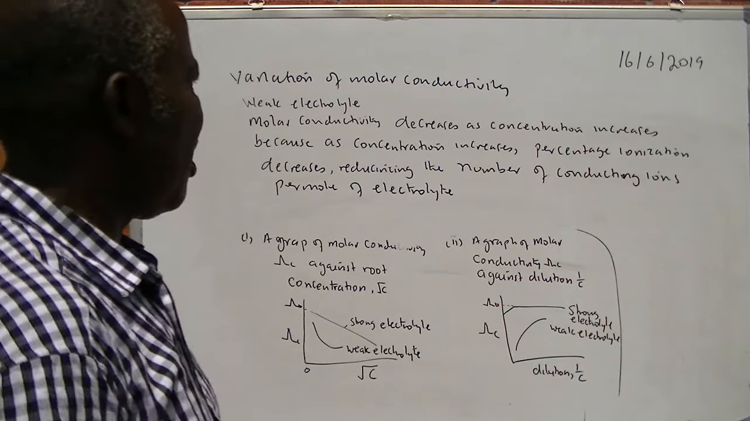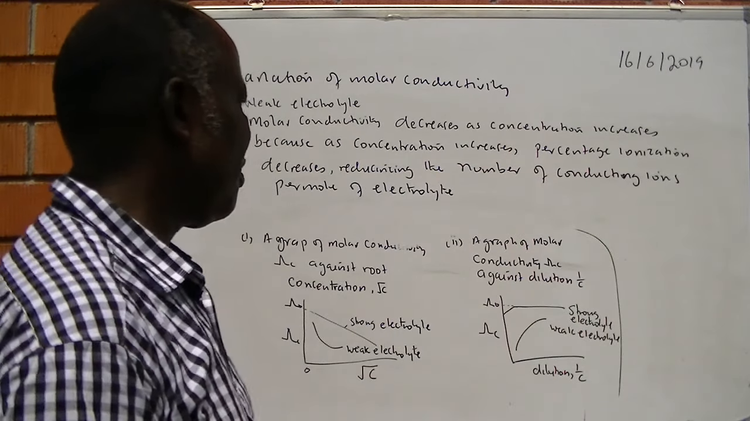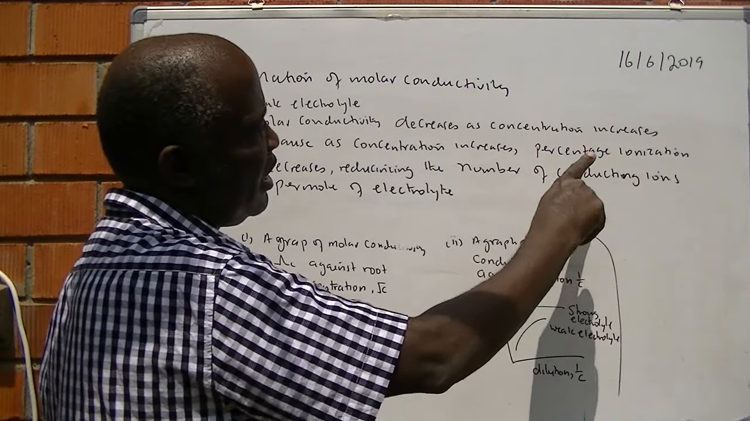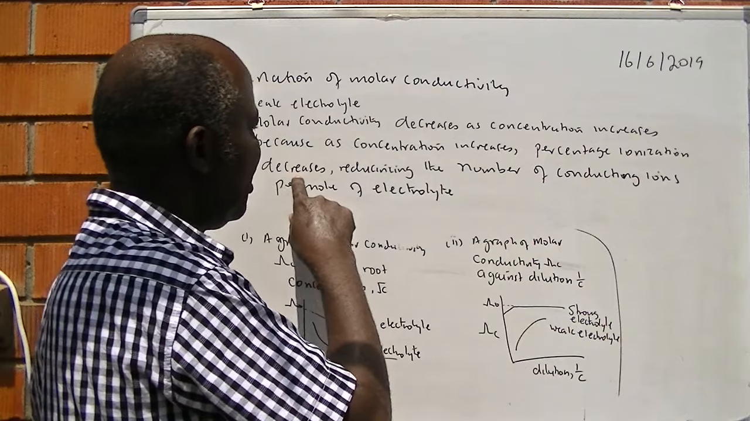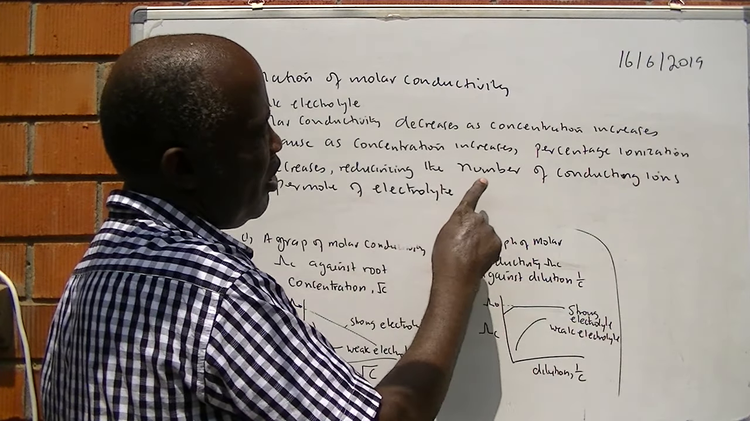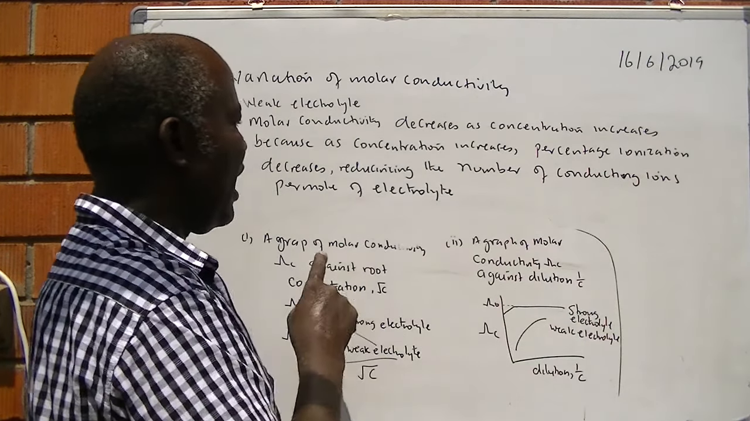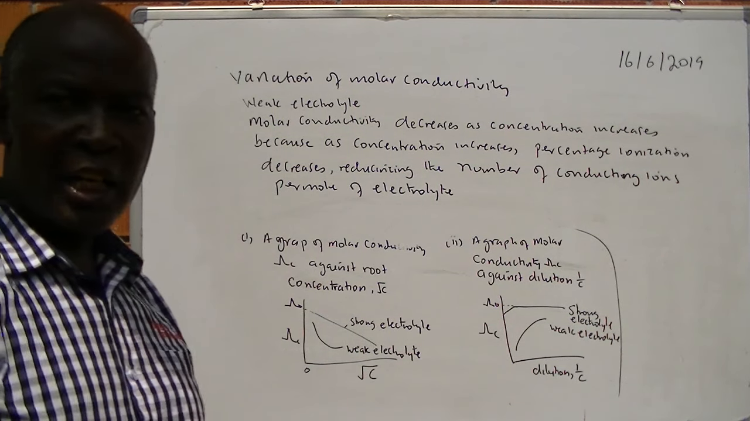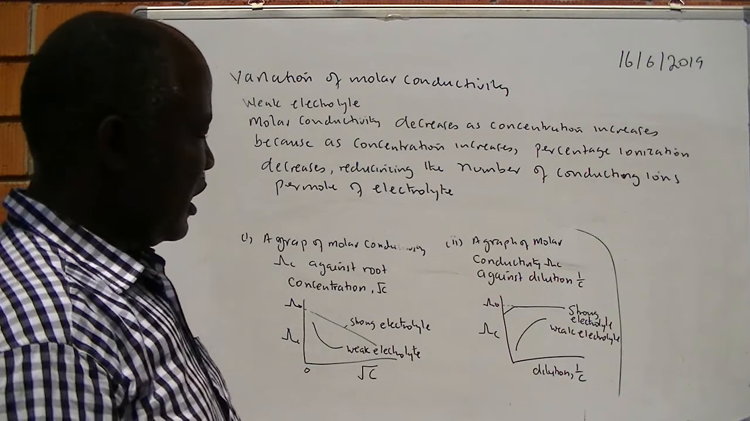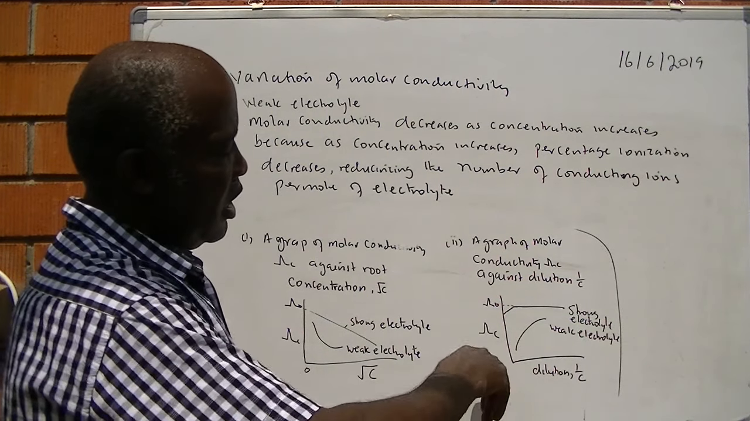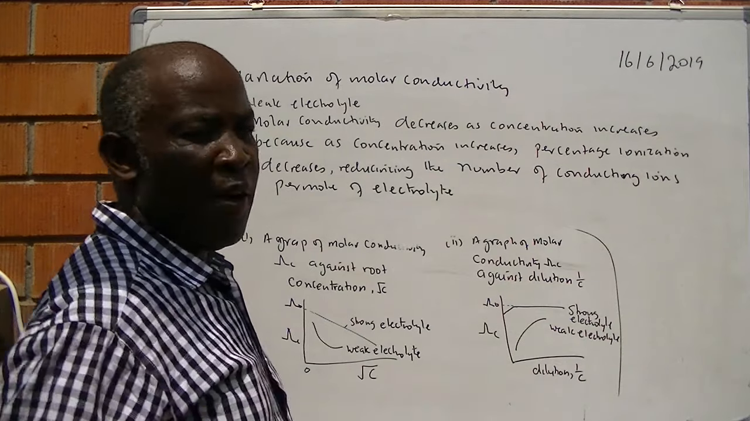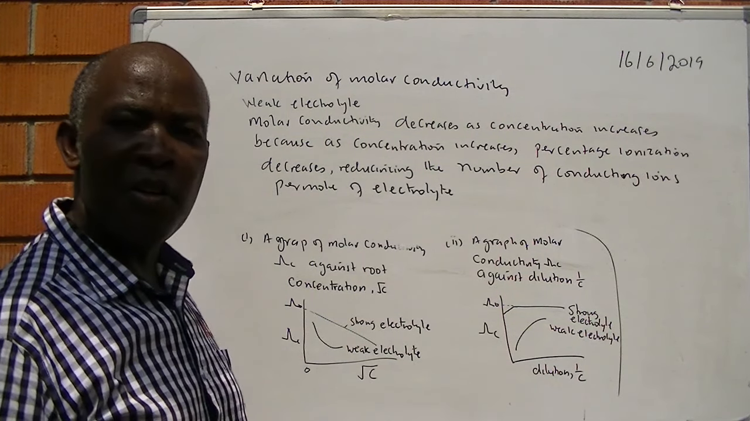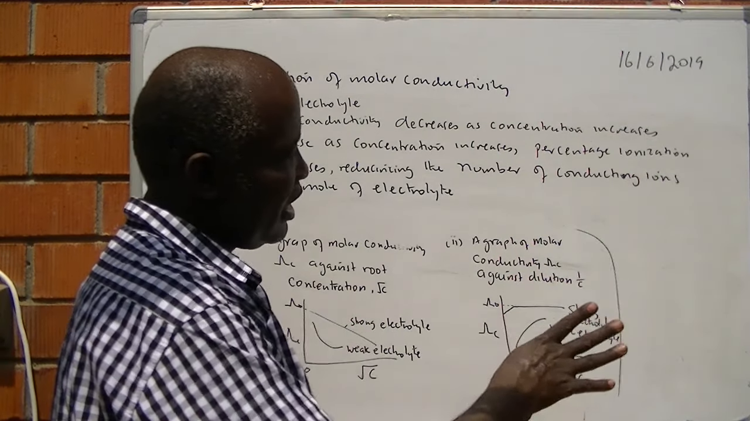For a weak electrolyte, molar conductivity decreases as the concentration increases, because as concentration increases, percentage ionization decreases, reducing the number of conducting ions per mole of an electrolyte. So, since ionization is not linear, that's why we get a curve. Percentage ionization increases with dilution, but not linearly. That's why we get a curve.